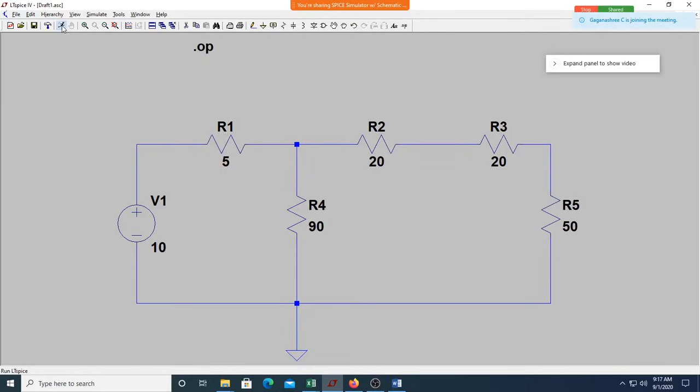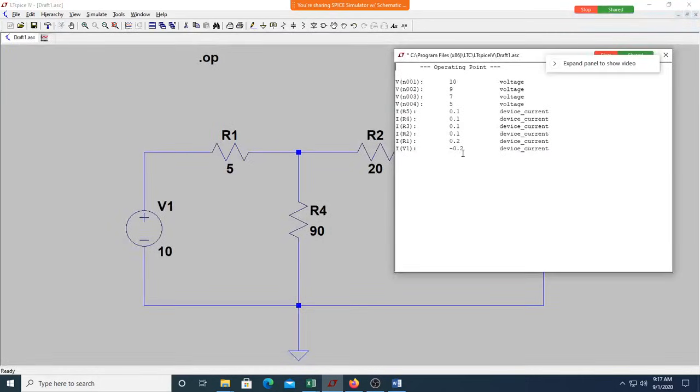So I'll again run it. Can you see this one is negative? Yes, sir. Only this one is negative because it is the current that is entering the voltage source V1 at the positive terminal. Since we are considering the current that is coming out of this, what will be that current? It's 0.2, positive, which is exactly the current flowing through the resistor R1. Am I correct? Yes, sir.